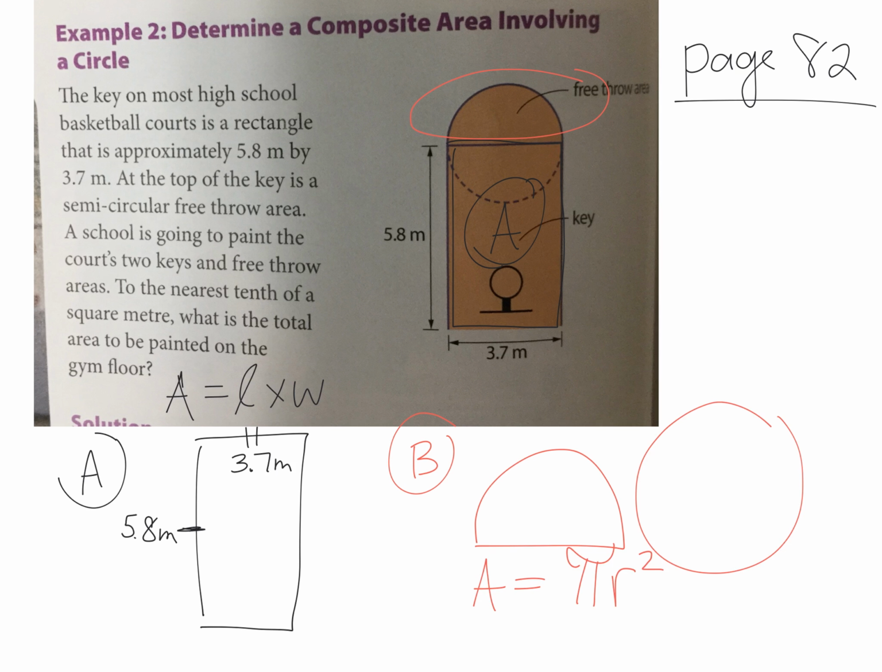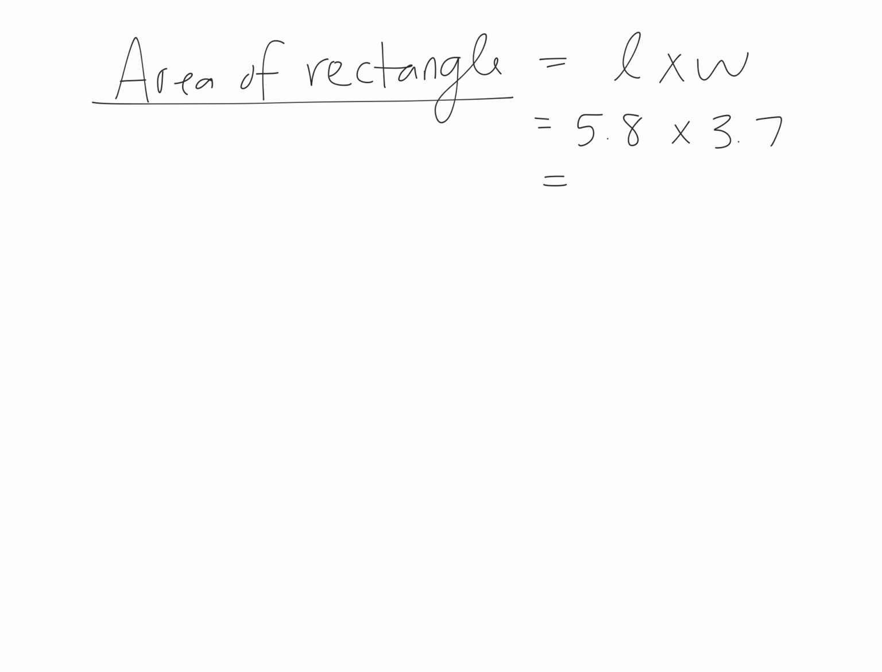Okay, so the length is 5.8 and the width is 3.7 of the rectangle. We need to know the diameter, because if you know the diameter, you can find the radius, right? What is the diameter of the circle? If this is 3.7, then this has to be 3.7. Good. So the area of the rectangle is 21.46 meters squared. We took the length, 5.8, and multiplied it by the width. That's the easy part. We have the area of the rectangle.